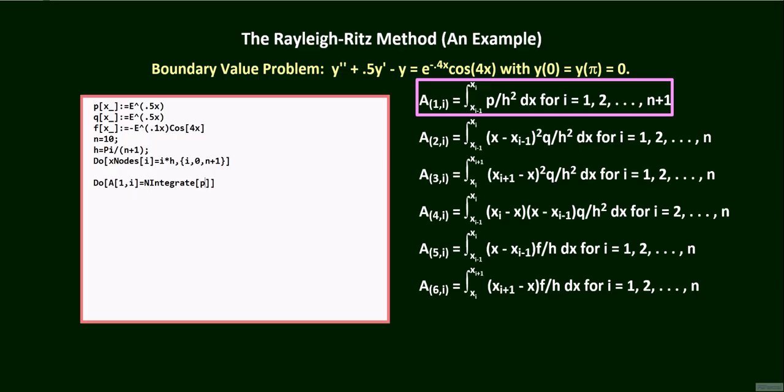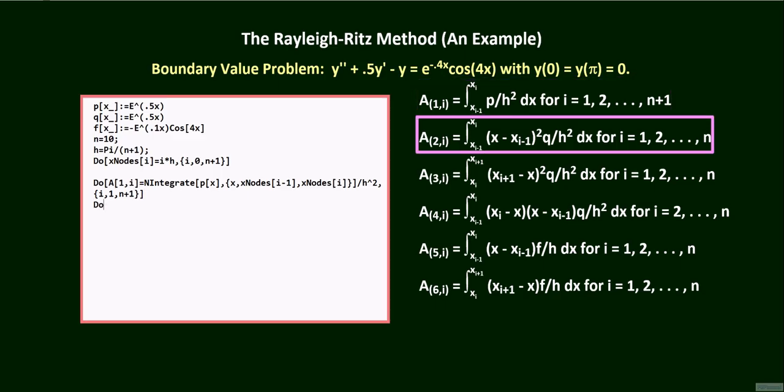We NIntegrate p of x. We will factor out 1 over h squared from the integral so that we NIntegrate p of x from the i minus 1th x node to the ith x node. Then we divide by h squared. i goes from 1 to n plus 1.